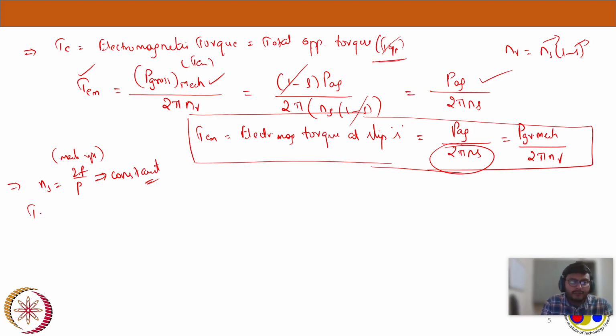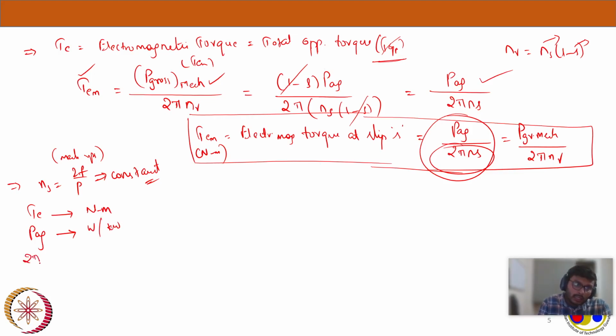Now what are the units of torque? Newton meter. And what are the units of power? I'm talking about this formula. This one is in Newton meter, and this power is in watts or kilowatts, whatever it is. And in the denominator, 2 pi ns is a constant. Even though it has some units, it is a constant. That's why usually they will say your air gap power and torque are equal. There is just a constant term multiplied with the power so that you can get the torque.